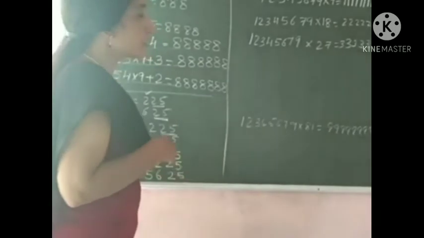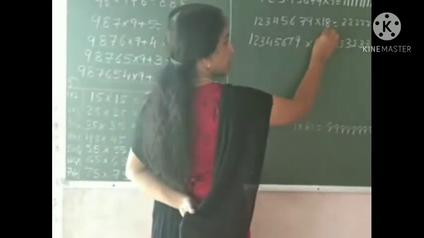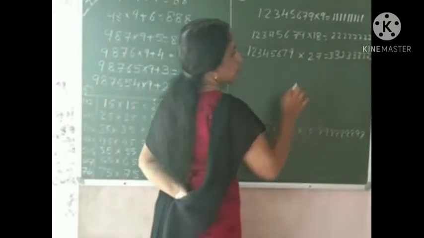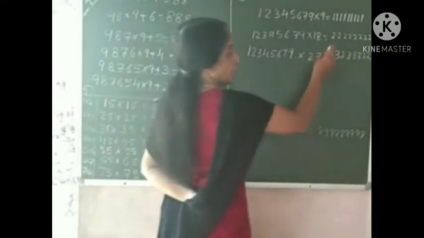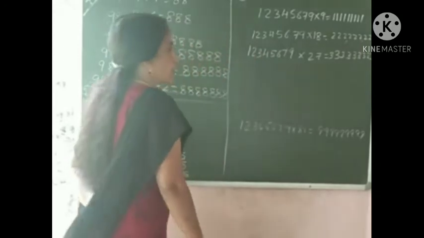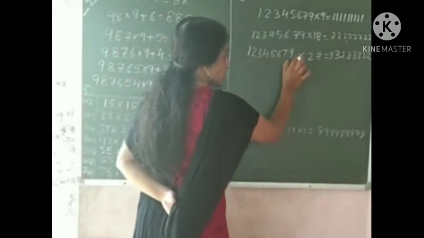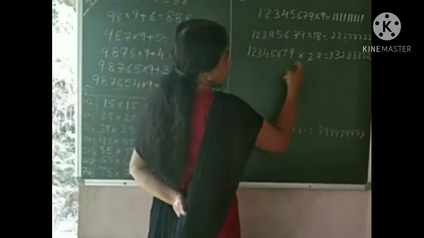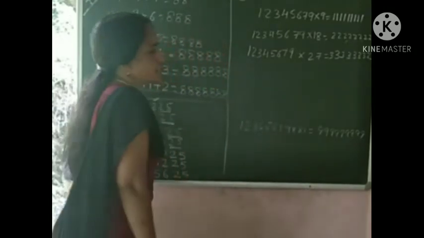And then instead of 9, which number is multiplied here? 18. Then the answer changed to 2, 2, 2. How many 2s are there? 9 2s are there. Now, 1, 2, 3, 4, 5, 6, 7, 8, 9 into the next number changed to 27.